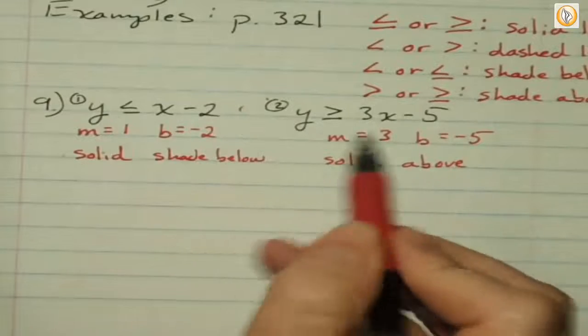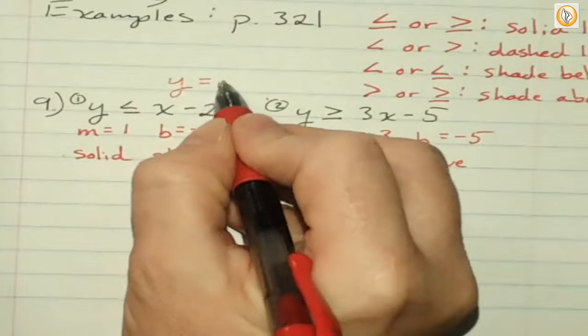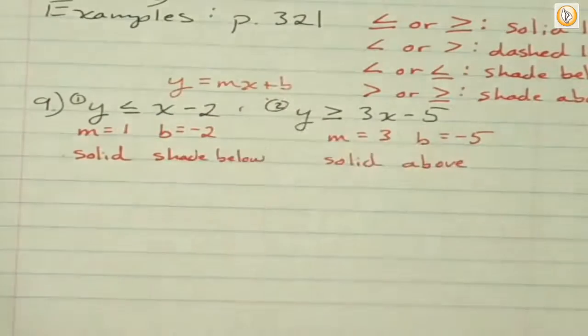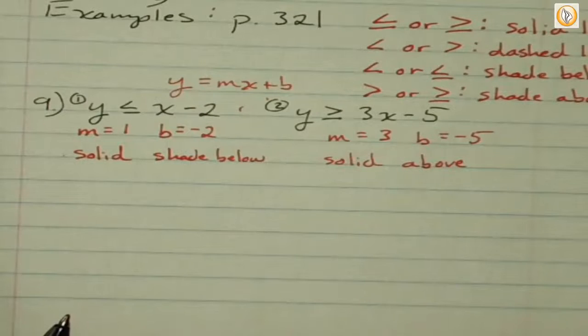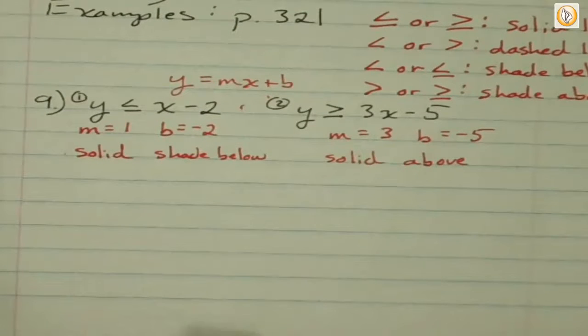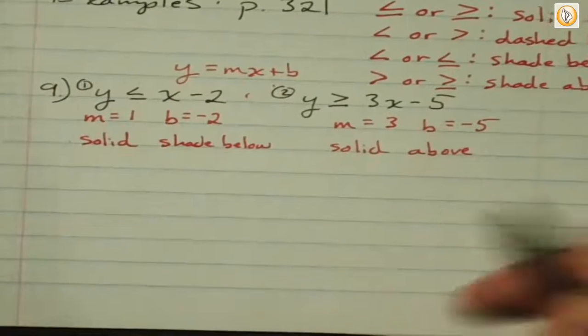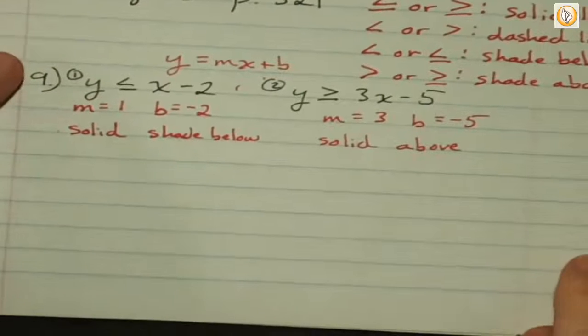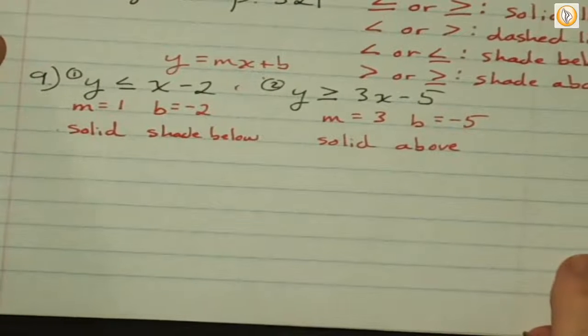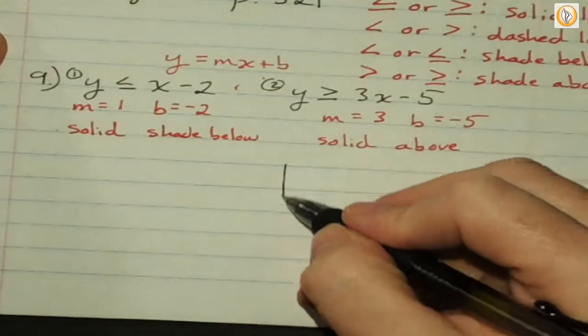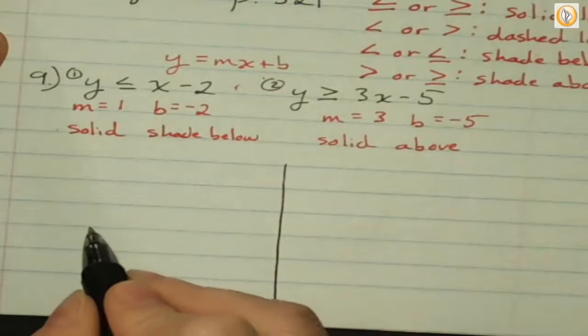Okay, both of these are already in y equals mx plus b, so we don't have to do any rearranging. It's ready to be graphed. Now, you will be using graph paper for your homework, but right now for notes, we're just going to try to do the best we can. Freehanding it, it'll still give you the idea of what to do. So we're going to draw our Cartesian plane.